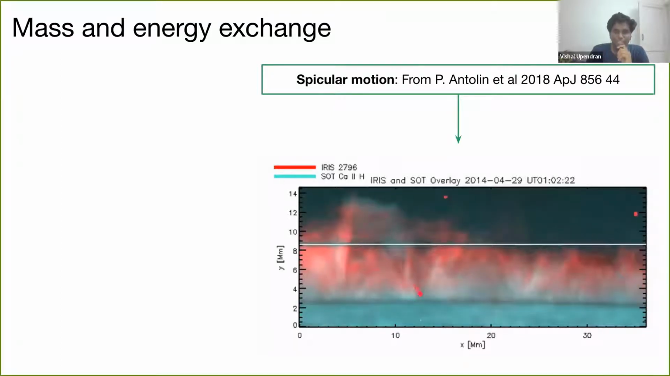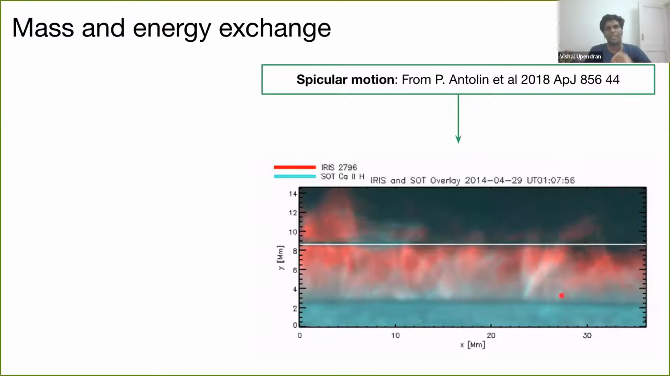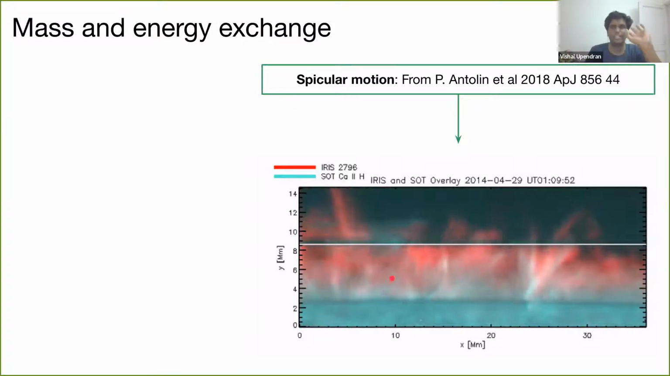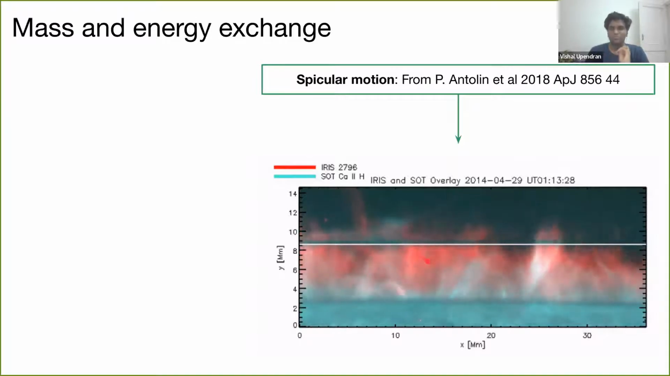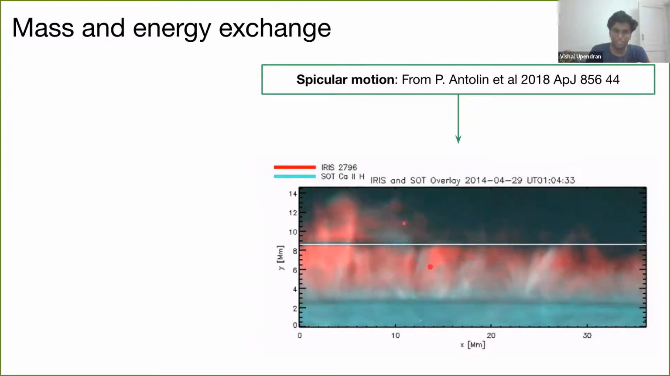But even here, you see the kind of activity that's going on in the atmosphere, this continuous exchange of mass, mass going up and coming down. But the length scales involved here are only a couple of megameters, like 10 megameters or so. So does the magnetic field dominate the dynamics of these spicules too?